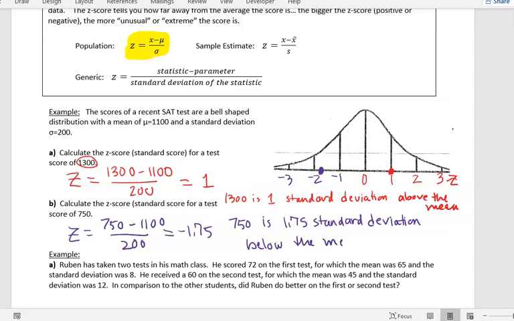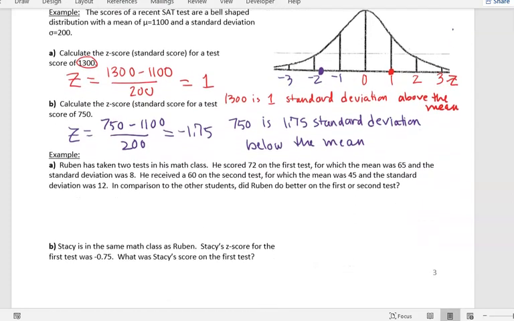Okay, so we deal with that negative. If something has a negative z-score, we know it is below average. We know it is below the mean. Okay, z-scores can help us compare some data values.